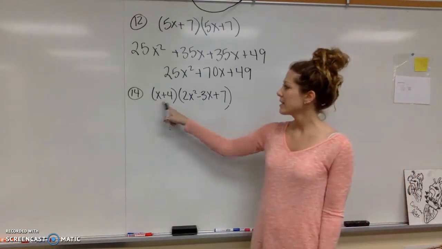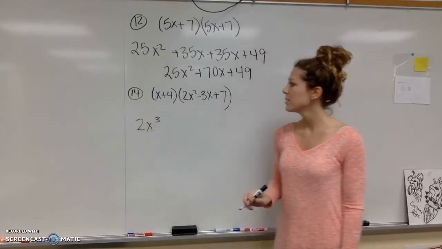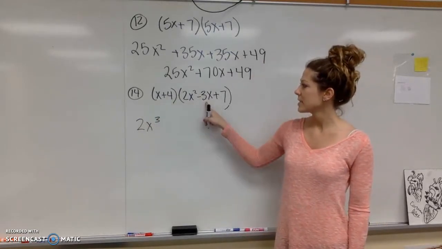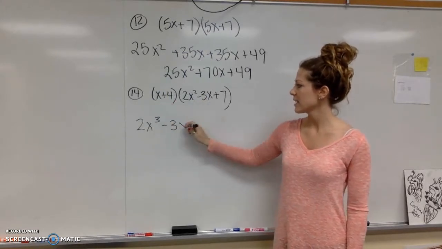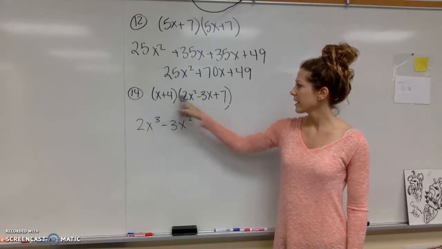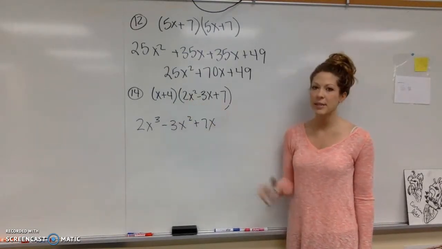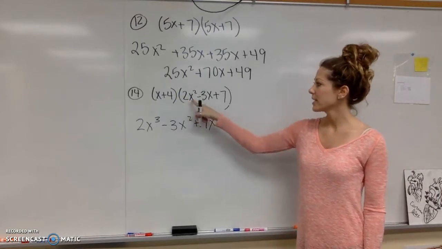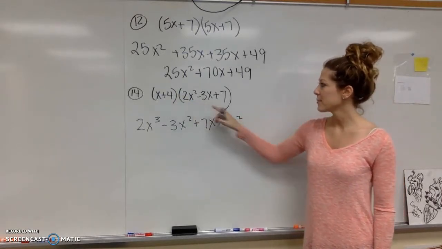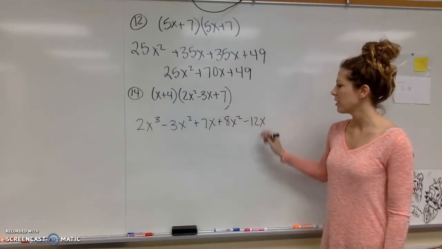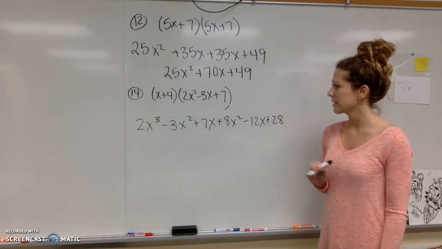So when I take x times 2x squared, we get 2x cubed. x times negative 3x, so we have negative 3, and x times x is x squared. And x times 7, that would be 7x. Now we're going to do the same thing with the 4. So 4 times 2x squared, that just makes 8x squared. 4 times negative 3x makes negative 12x. And 4 times 7 makes 28.